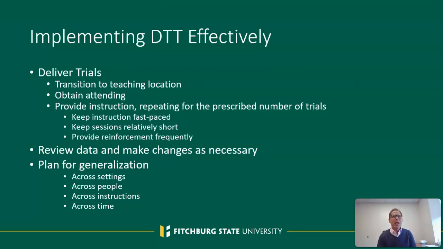Then, when we actually go to implement discrete trial training, the next step is going to be we're going to deliver our trials. So we want to transition the individual to our teaching location, which may be a completely separate area or separate room, or it could be an area within the room, a specific desk or area that's used for that. We need to obtain attending for our learner. So obviously attending is a prerequisite skill for discrete trial training. And then we provide instruction repeating for the prescribed number of trials.